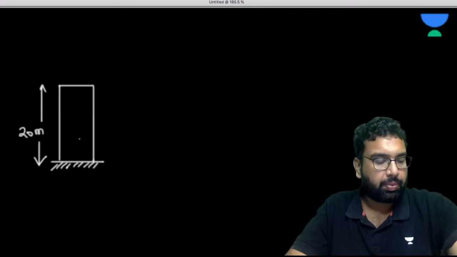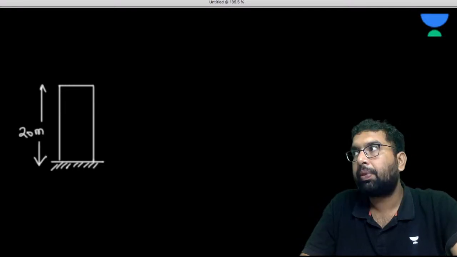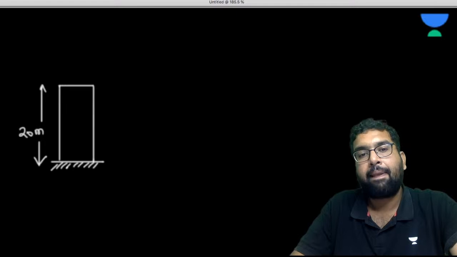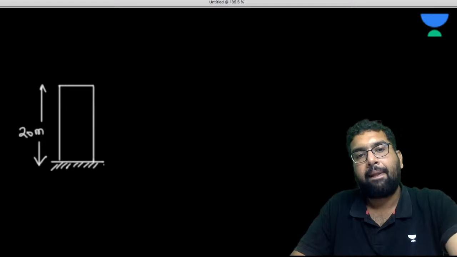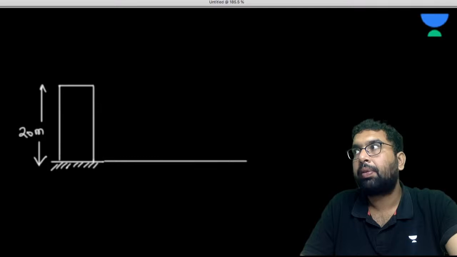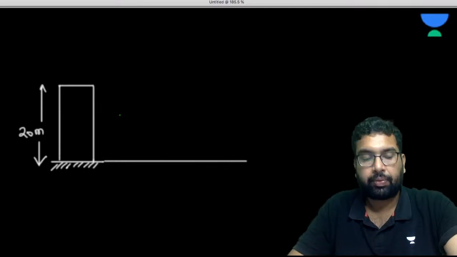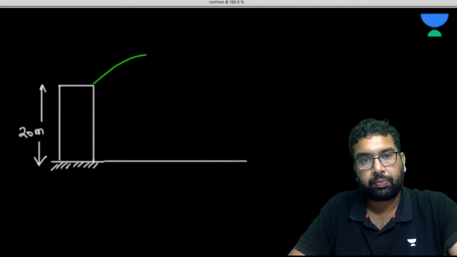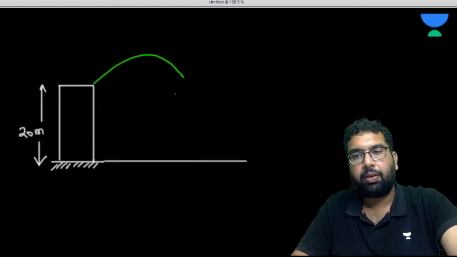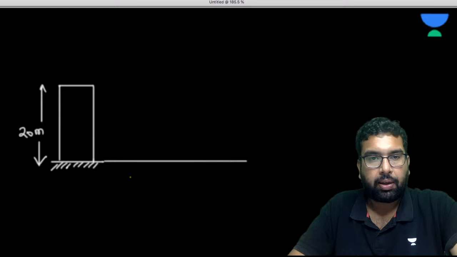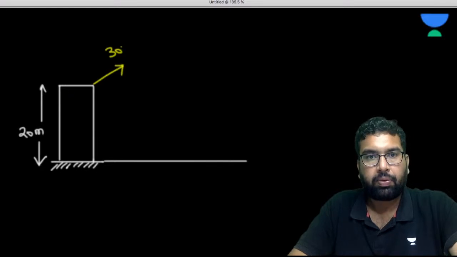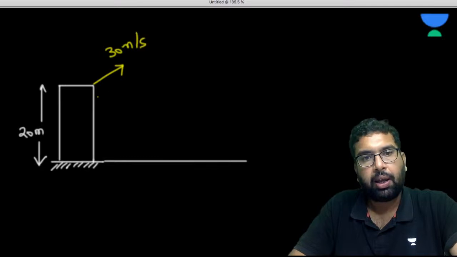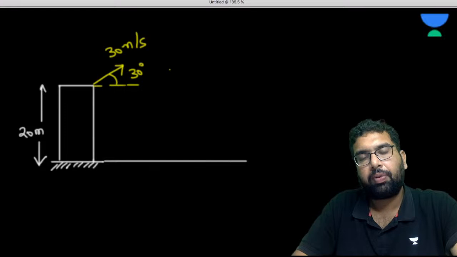This is 20 meter, this is 20 meter, and it goes like this. And let's suppose that we have thrown something, or we have done the projectile with a velocity of 30 meter per second, and this is at an angle of 30 degree.